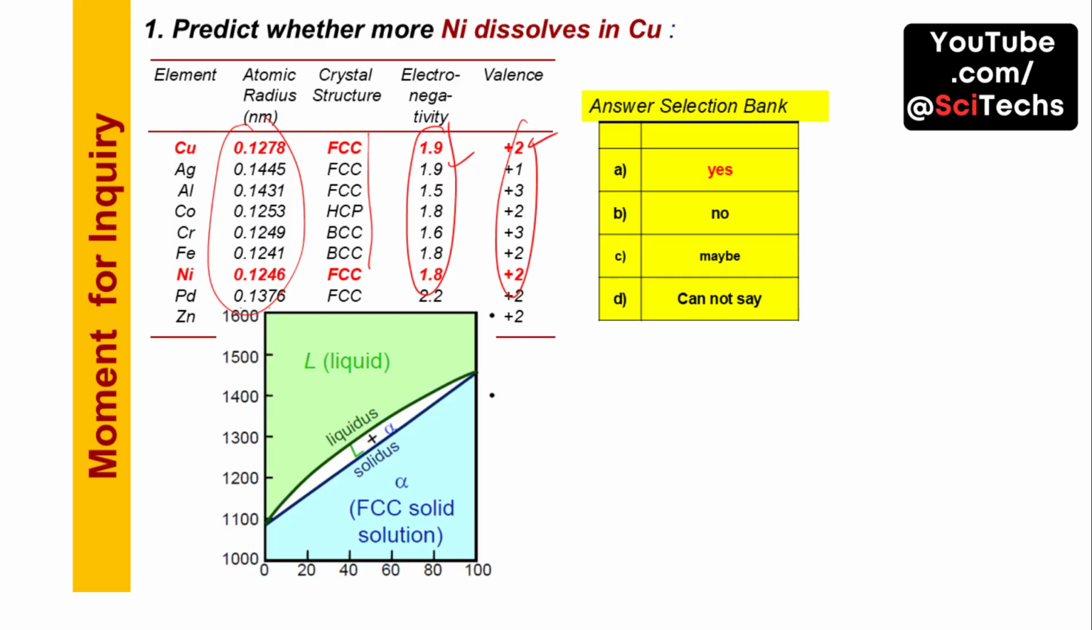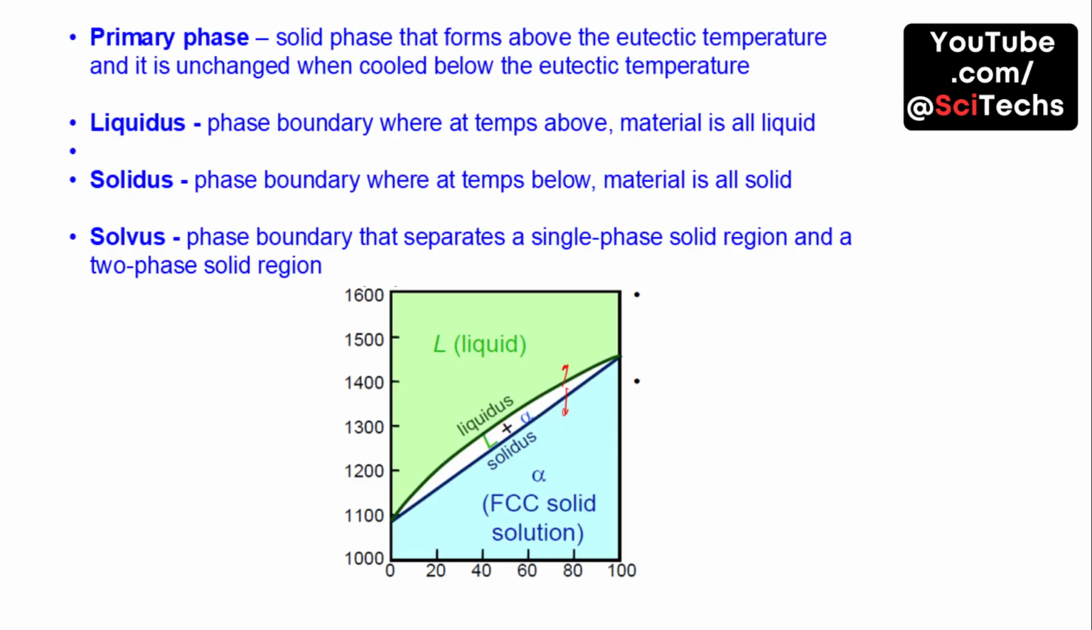The phase diagram helps us understand the solubility limits and the formation of solid solutions. Understanding phase boundaries is crucial. The primary phase forms above the eutectic temperature, while the liquidus and solidus boundaries define the regions where the material is entirely liquid or solid.